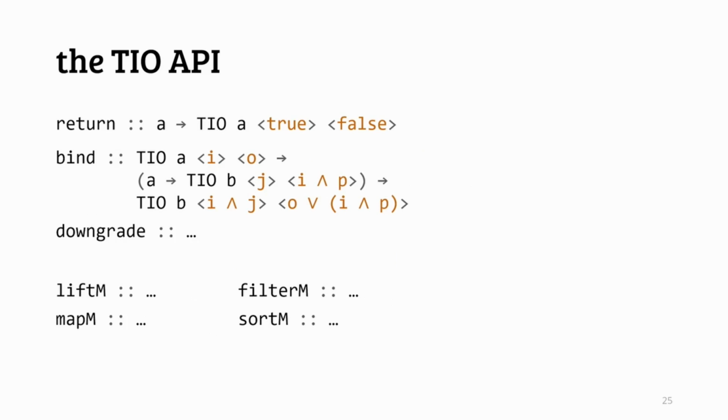The TIO library also provides a range of convenient monadic combinators, for example, MapM for mapping a sensitive computation over a list. Note that while the primitive operations are part of the trusted computing base, the derived operations are not.